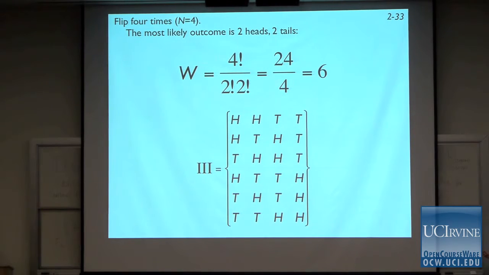For example, if I flip 4 times, I could get heads, heads, tails, tails. I could get heads, tails, heads, tails. I could get tails, heads, heads, tails. I think this notation is now obvious to you. If I want to get 2 of each, that's a configuration. How many microstates are there for that configuration? Boom, 6. How do I know that? 4 factorial, 4 flips, 2 of each, 6 possible ways to do it. Boom, there they are.